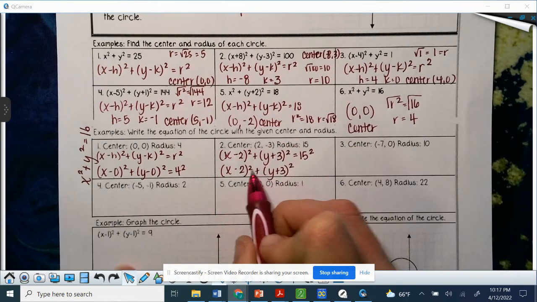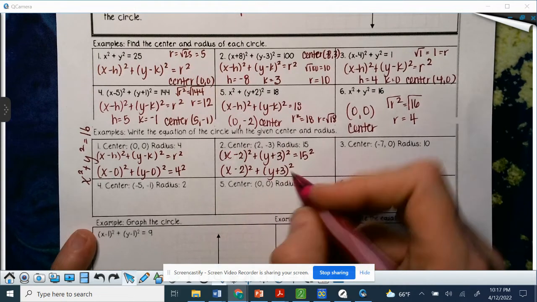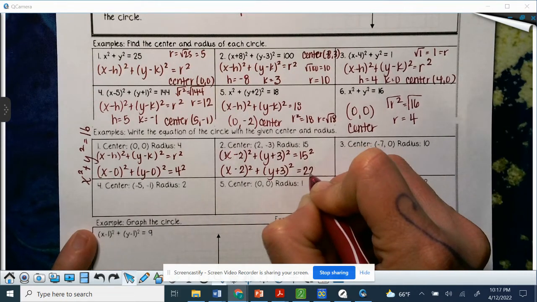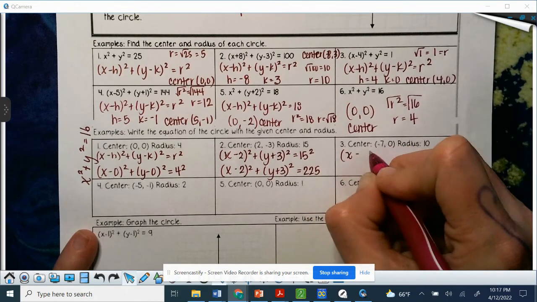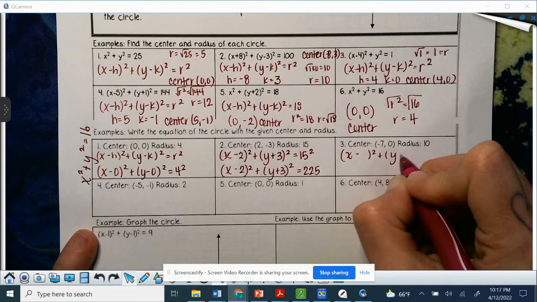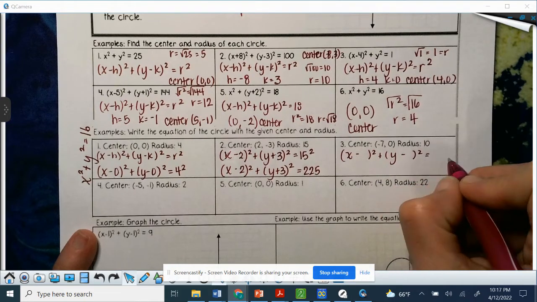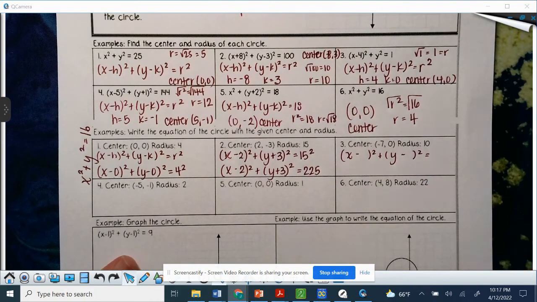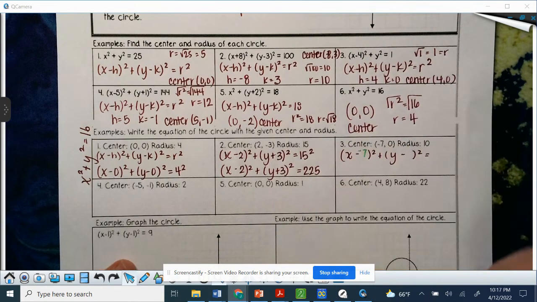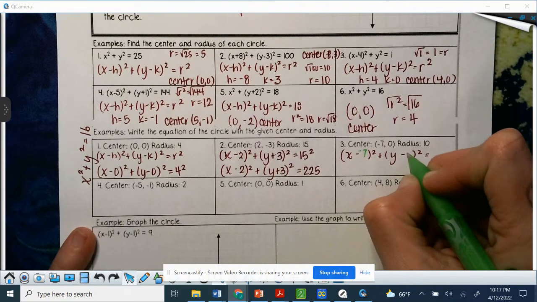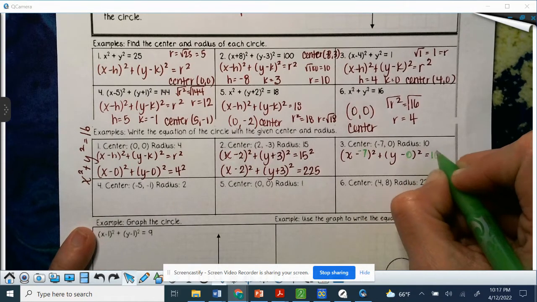Be careful not to leave off these squares. If you leave them off, it is incorrect. No partial credit. So I always tell people to write x minus squared, y minus squared equals, and then you know it's r squared. And then plug in from there. So in that case, I have a negative 7. So minus 7. And then y minus 0. And then I know it's 10 squared.